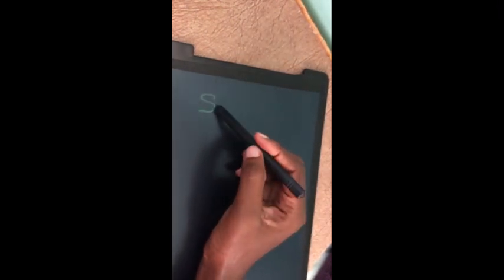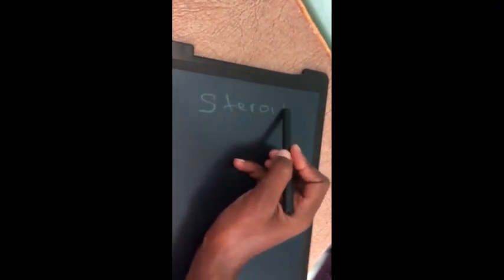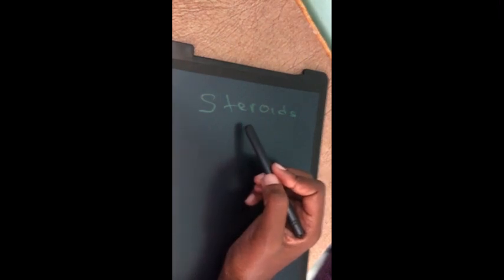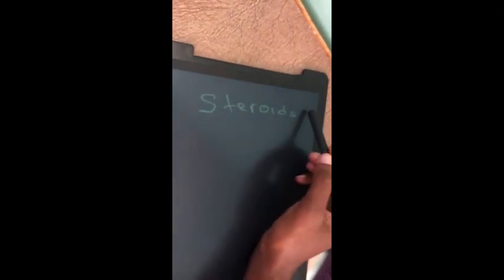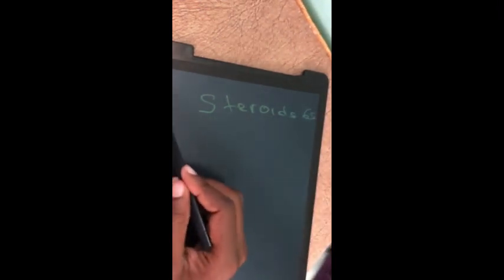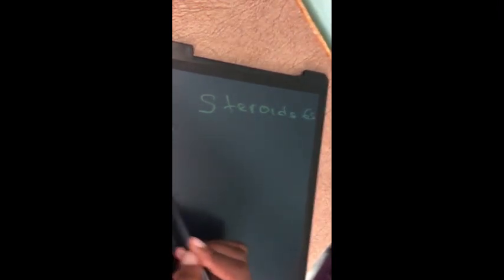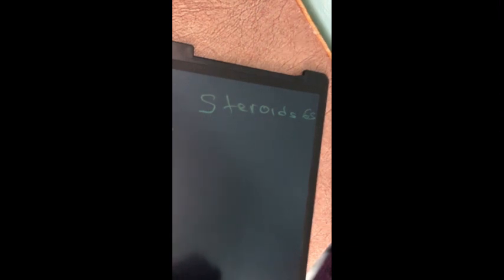Number 5 and the last one. Every day in the nursing lecture room, we are going to learn at least 5 mnemonics that will help medical students. So number 5, we have steroids. You have to know what steroids are, and if you're asked about steroids, just write 6S. So 6S: 1, 2, 3, 4, 5, 6.